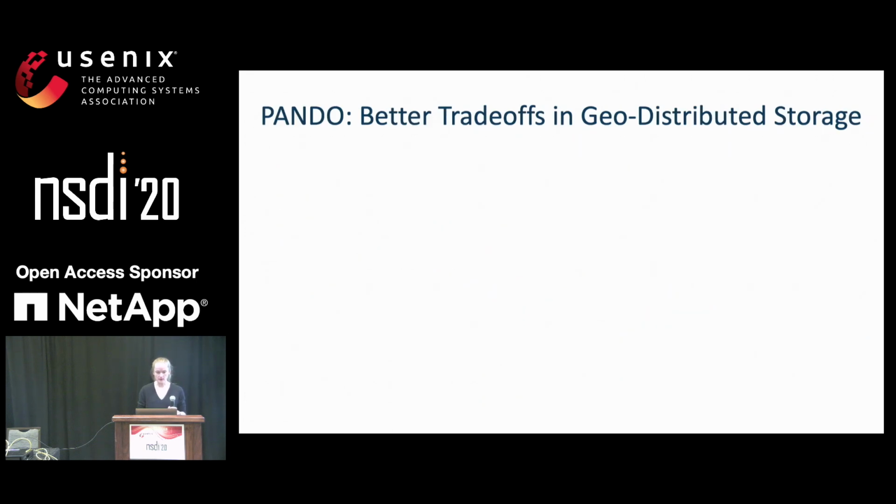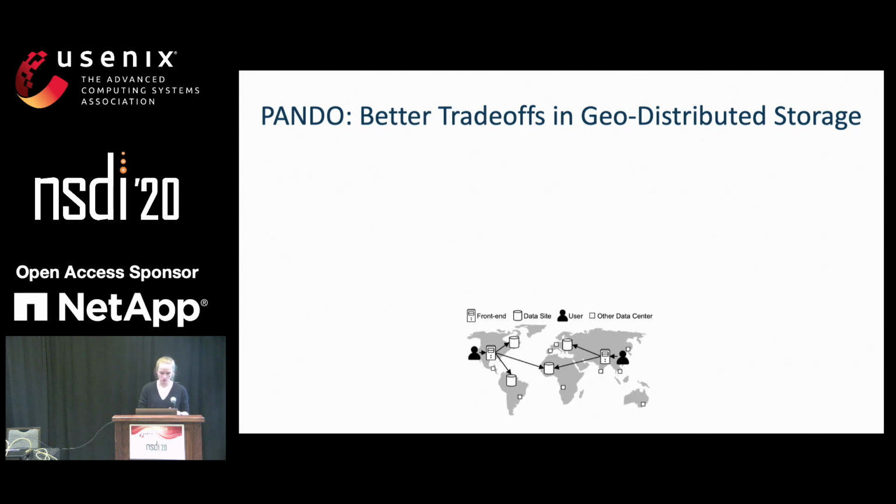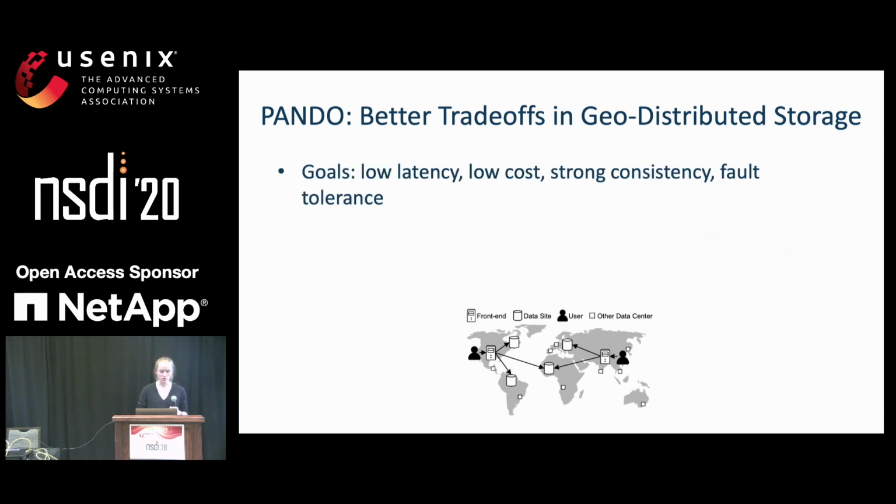Then finally, the last paper in the session is called Pando, and they look at trade-offs in geo-distributed storage. So for example, if you run an application that's globally distributed, your users are globally distributed, your data is globally distributed, you have to make choices about where to store your data. And typically, you're facing a lot of different competing goals. So one goal is you want low latency. You want users to be able to read your data with low latency, but you also want them to be able to write it with low latency.